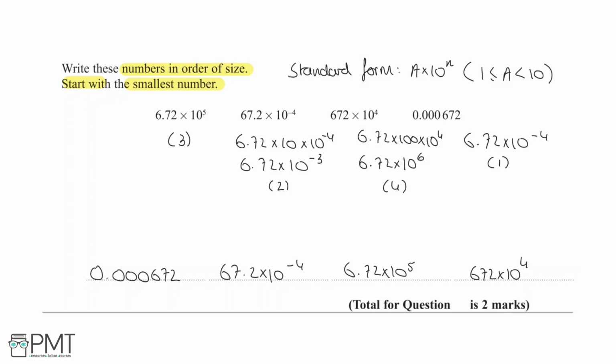So this question is worth 2 marks, and you get 2 marks for a fully correct list, as I have done here. You will get 1 mark for 3 numbers in the correct order, and or having 4 numbers but listed in the reverse order. So you have to listen to the question.